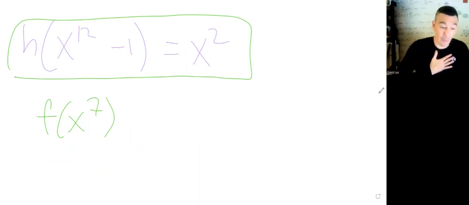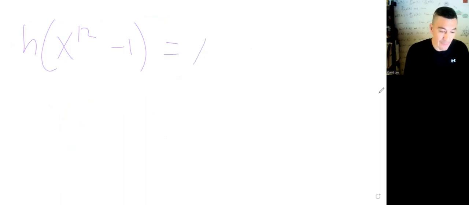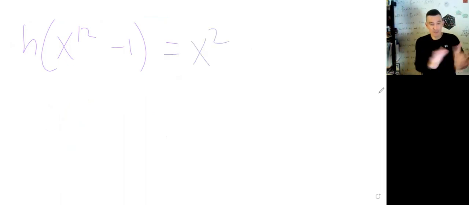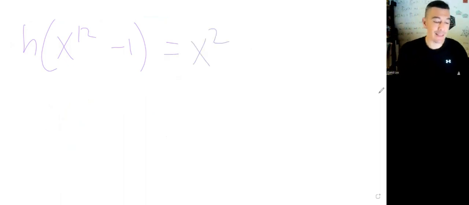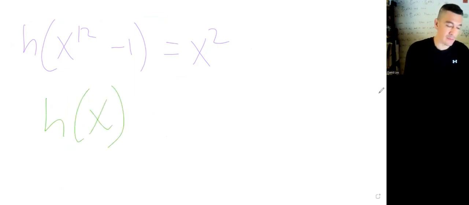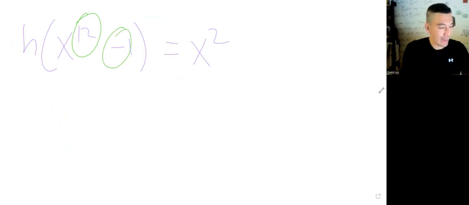So now let's go back to our problem. This is what we have, right? So now let's say we want just h of x, right? We want just basic h of x. I don't want this 12 and I don't want the 1. I want them gone and I want them gone now.